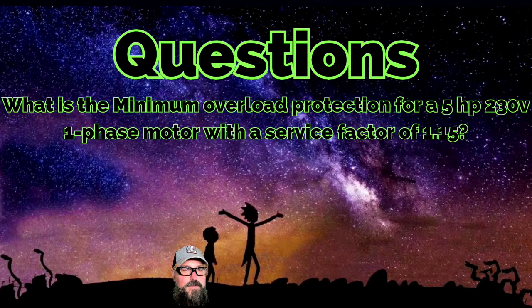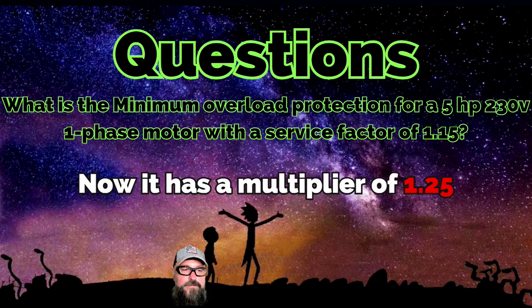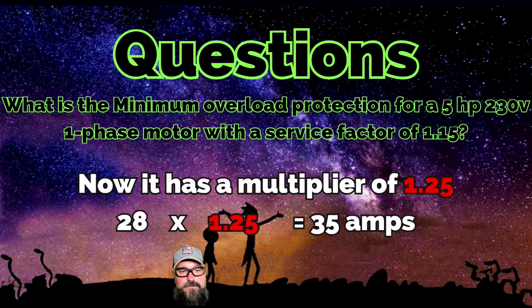Let's try another one. What is the minimum overload protection for a 5 horsepower, 230 volt single phase motor with a service factor of 1.15? Now it has a multiplier of 1.25 because it's giving us a service factor, and that's right at the minimum of 1.15. So it's 28 times 1.25, that equals 35 amps.